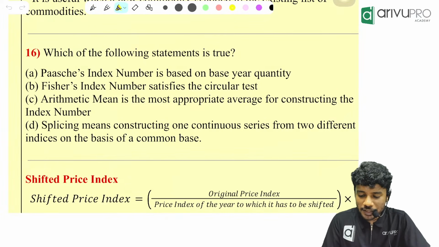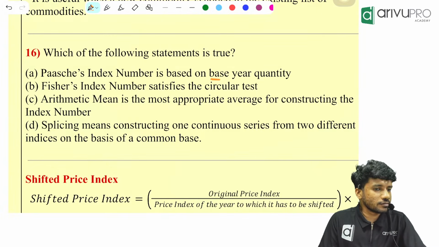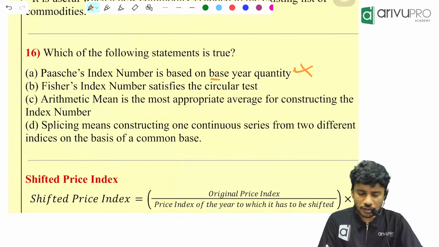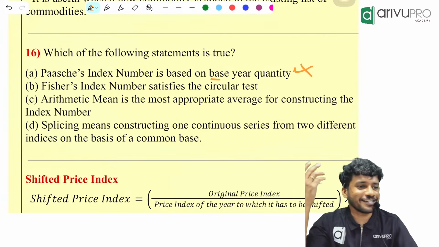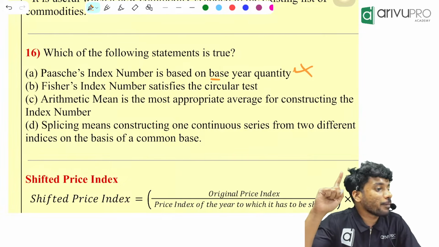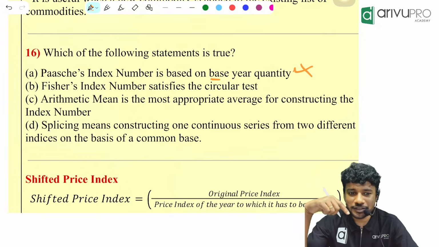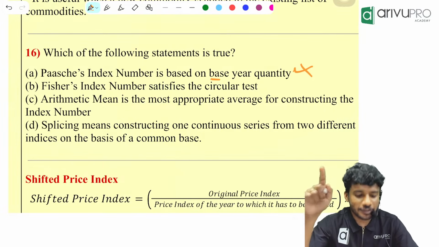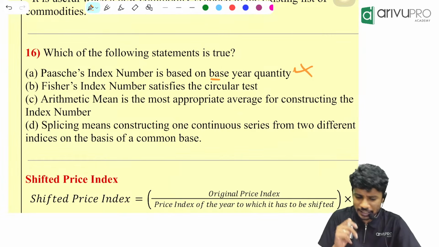Paasche index number is based on base year quantity. Is it correct or false? It is correct only, yeah. No. Paasche is based on what? The current year quantity. Okay, everyone right. Who is based on base year quantity? Laspeyres. Laspeyres is based on base year quantity. Paasche is based on current year quantity. So is the first one correct? No, it is wrong. Then Fisher satisfies circular test and all, we will discuss it later.